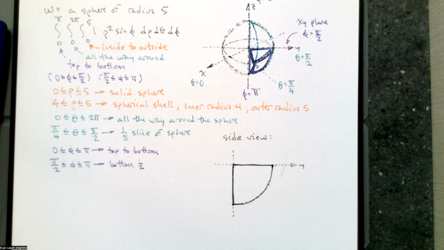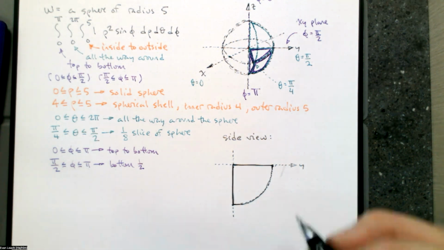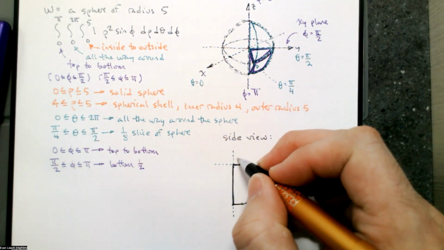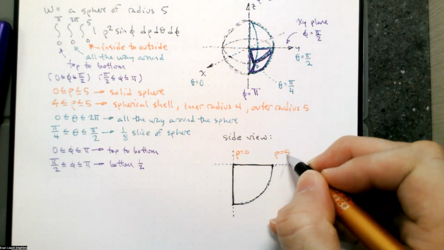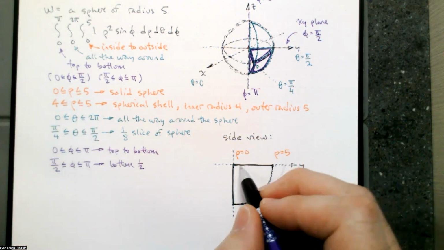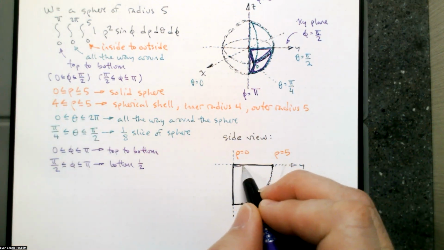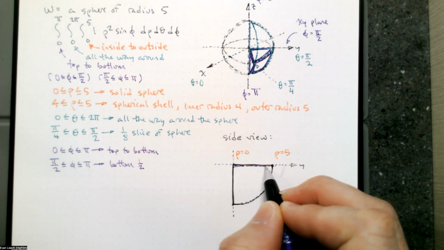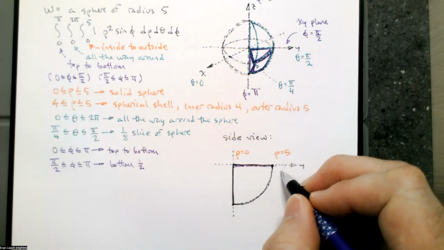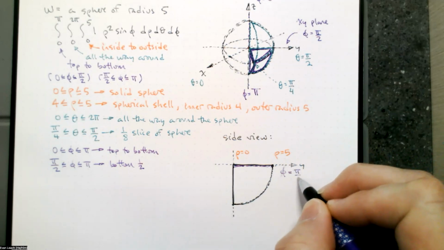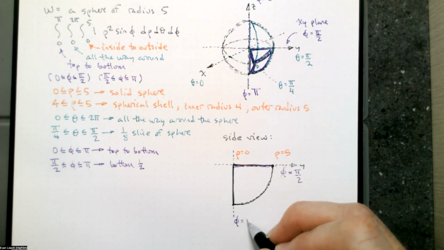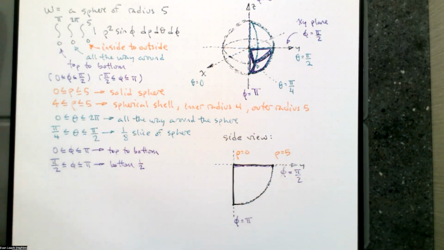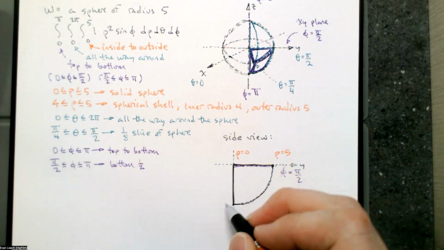Looking at it from the side, we won't be able to see the change in theta. We will be able to see the change in rho. Here's where rho is equal to 0, and out here is where rho is equal to 5. Here is where phi will equal pi over 2, and then down here is where phi will equal pi. Down here, rho is also going to equal 5.